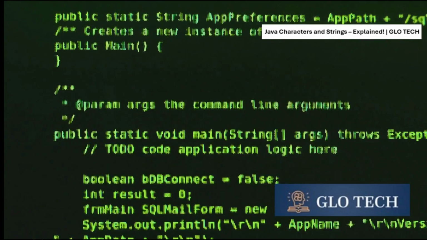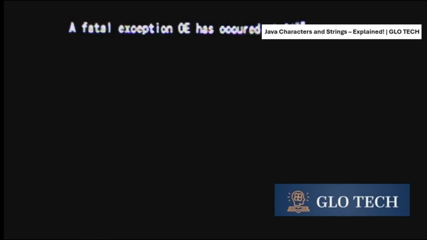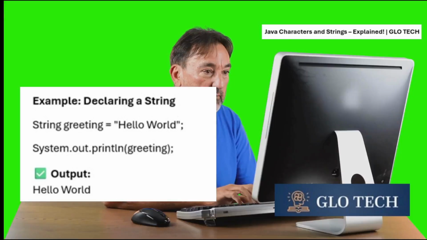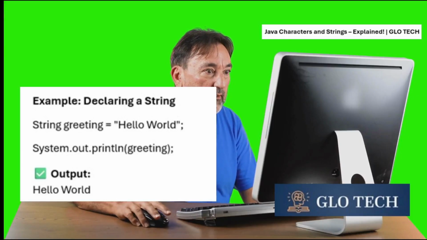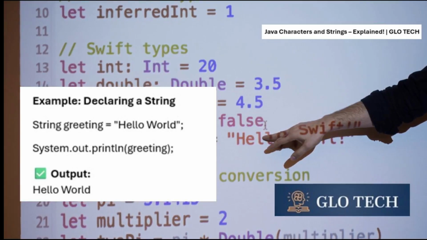Now let's talk about strings. The string data type stores a sequence of characters and is enclosed in double quotes. Here's an example. Java String greeting = "Hello World", System.out.println(greeting). And the output is Hello World. Easy. So why are strings special?